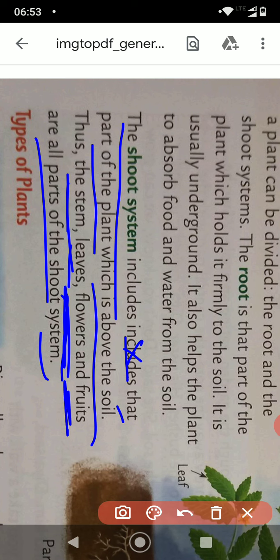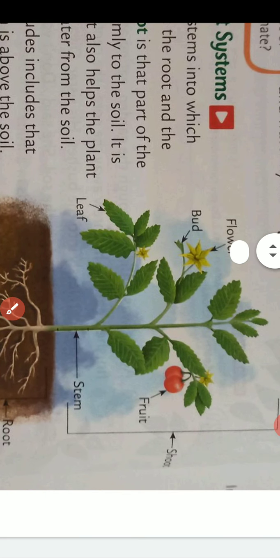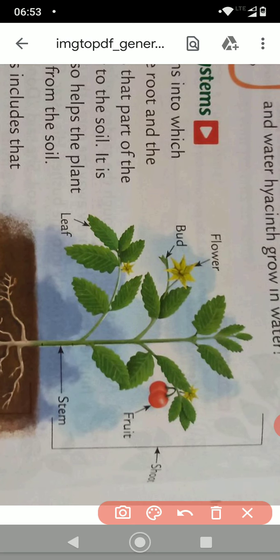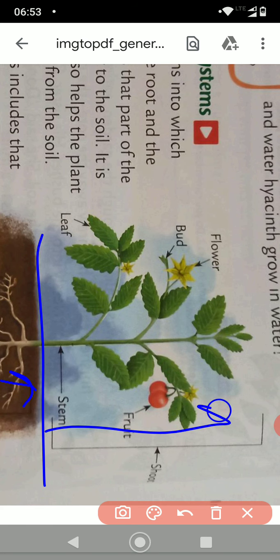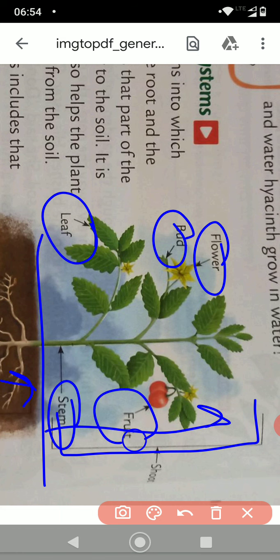So you can see in the diagram, children. I told you in the beginning that below the soil is the root system, above the soil is the shoot system. So it's written from here to here, it is the shoot system. What all comes in the shoot system? It is the stem, then the leaf, then flowers, buds and fruits.